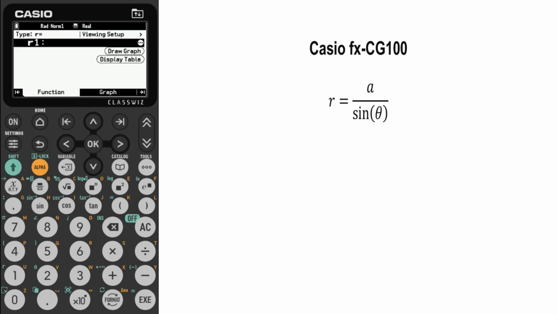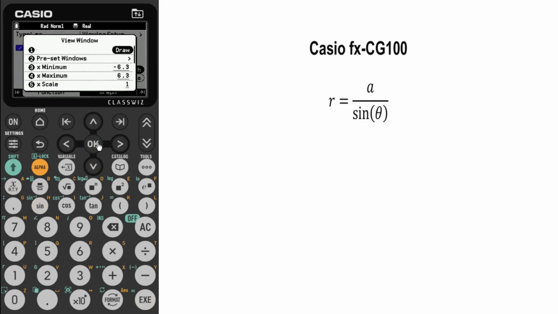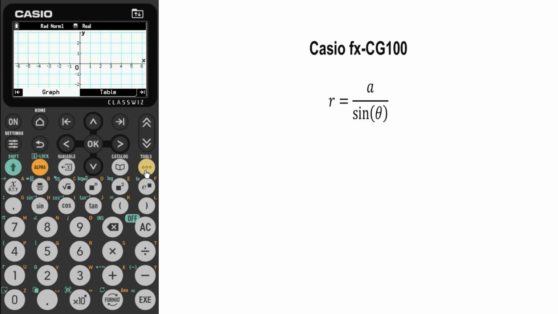Let's draw the graph of r equals a over sine theta. Let's input this into our calculator. We have r equals a over sine theta. Let's draw this graph. If I press the tools key and the fourth option for modify, let's vary a.